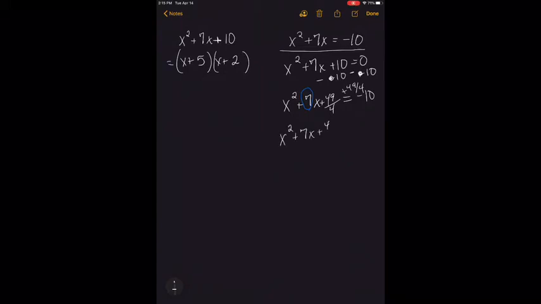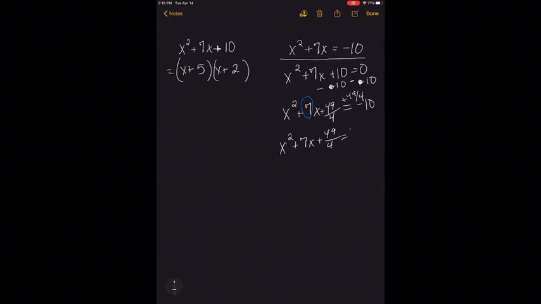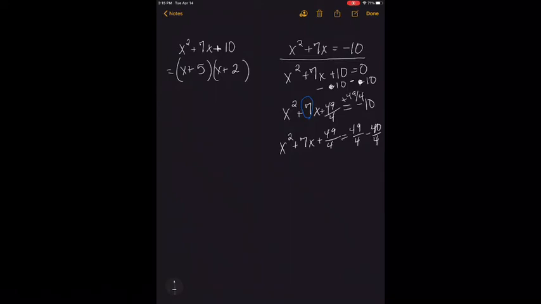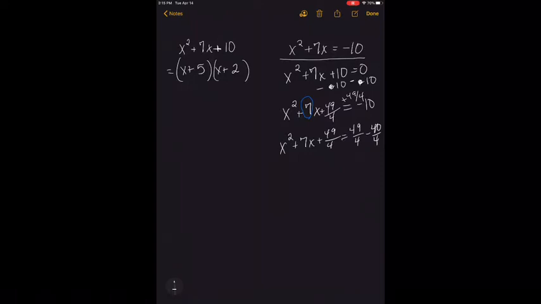Okay, so now we have x squared plus 7x plus 49 over 4 equals, well, let's just write this as 49 over 4 minus 40 over 4. I just changed the 10. I multiplied it by 4 over 4. All right, so now what we have on the left is a perfect square.